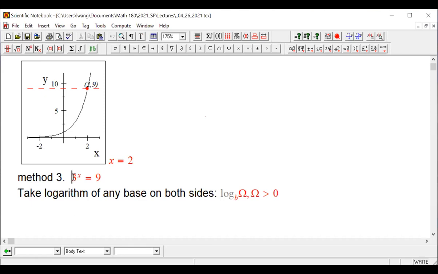And now because three is a positive number, three to any power is going to be positive. Nine is positive. So in this case, we know that three to the power x is positive for any real number, and nine is positive.